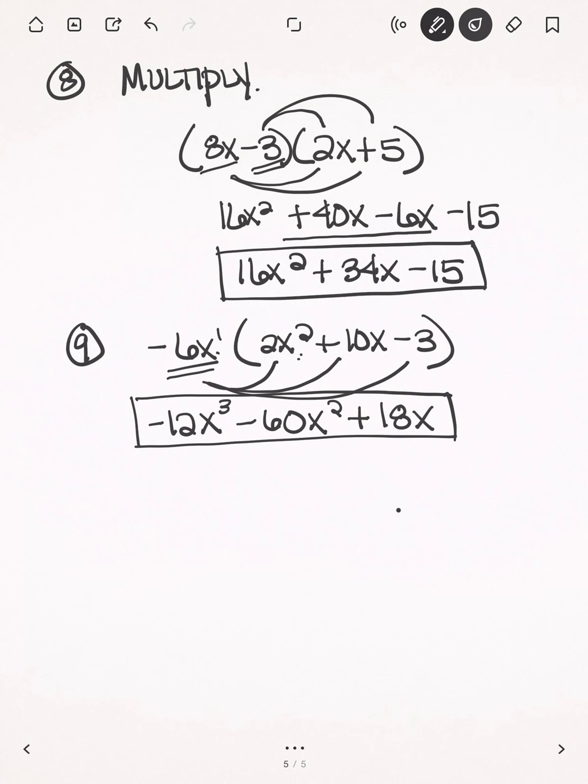Okay, these are the types of problems that you need to know how to do for the quiz. And so hopefully it helped to go over these problems.